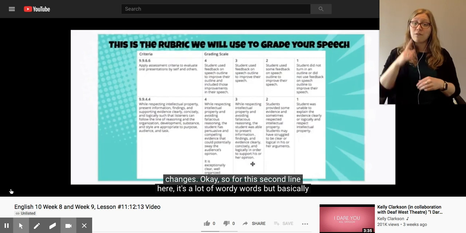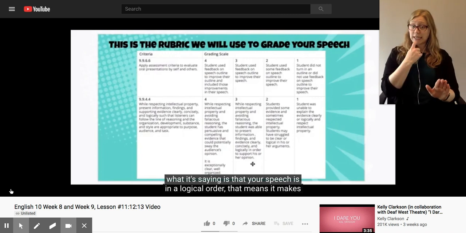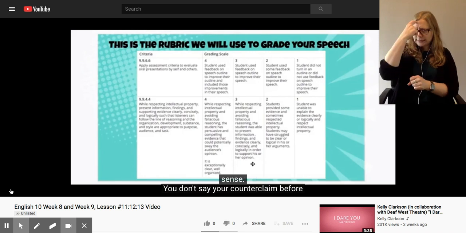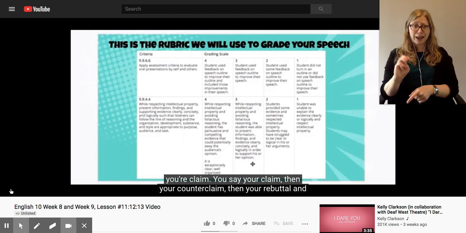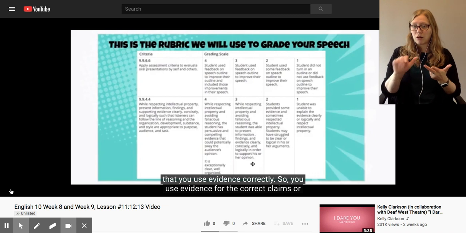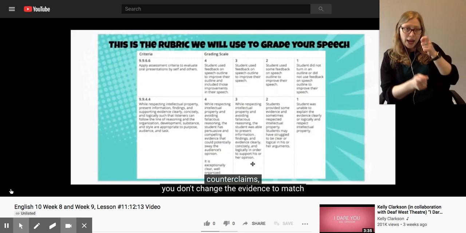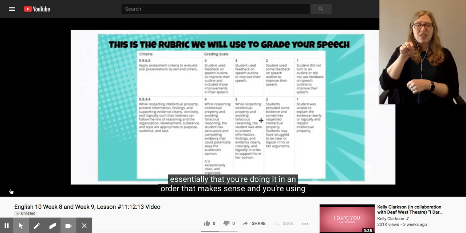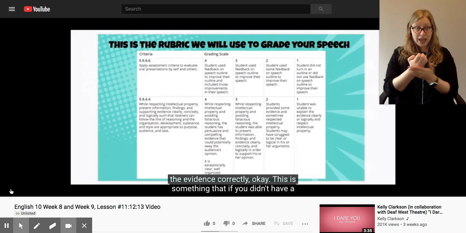So for this second line here, it's a lot of wordy words, but basically what it's saying is that your speech is in a logical order. That means it makes sense. You don't say your counterclaim before your claim. You say your claim, then your counterclaim, then your rebuttal. And that you use evidence correctly. So you use evidence for the correct claims or counterclaims. You don't change the evidence to match what you're doing. Does that make sense? So this is essentially that you're doing it in an order that makes sense and you're using the evidence correctly.